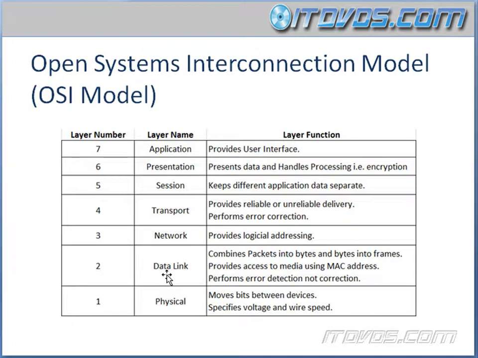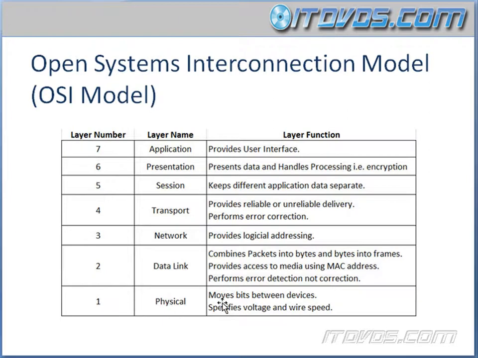Layer 2 is our data link layer. This combines packets into bytes and bytes into frames, provides access to media using MAC address, and also performs error detection and not correction. The correction actually happens at layer 4.